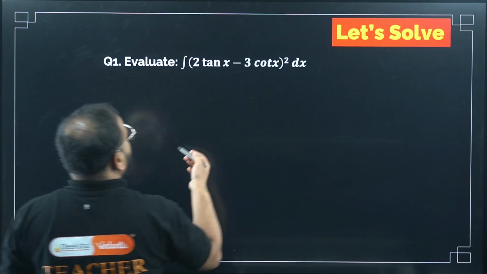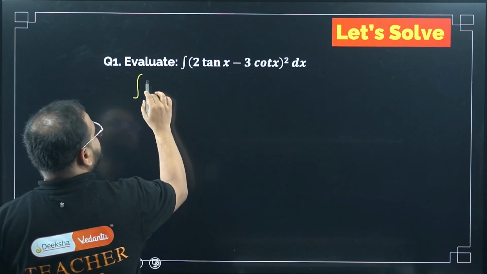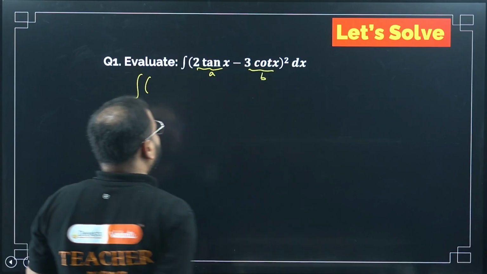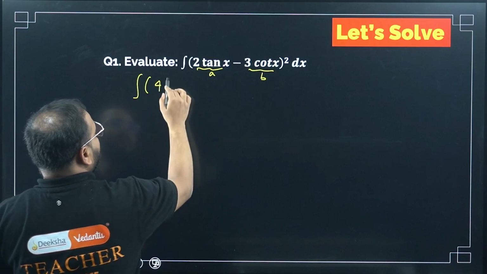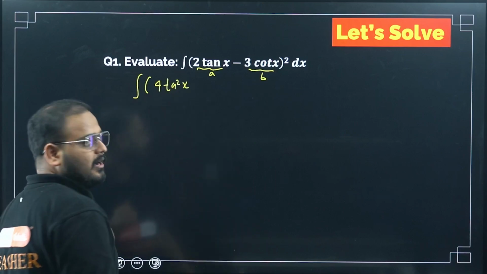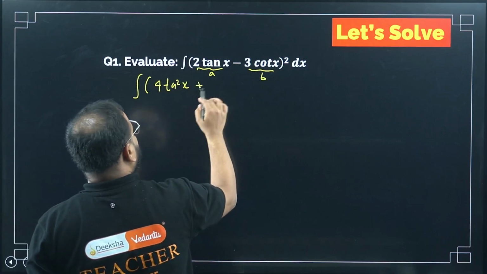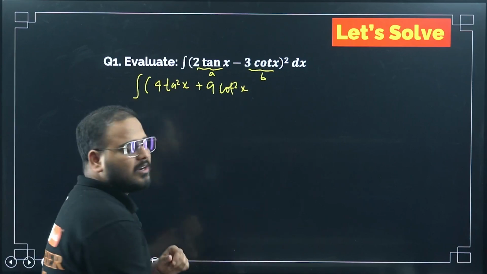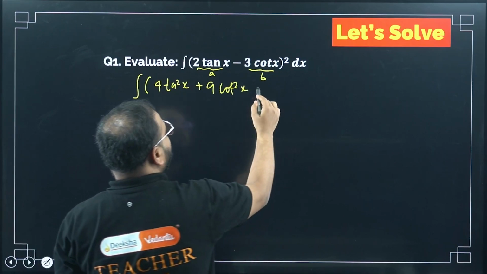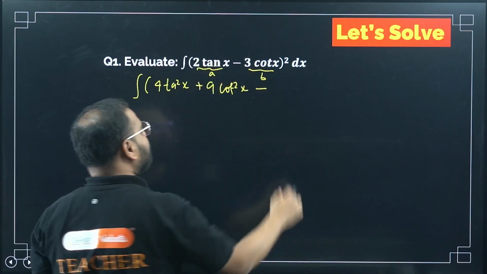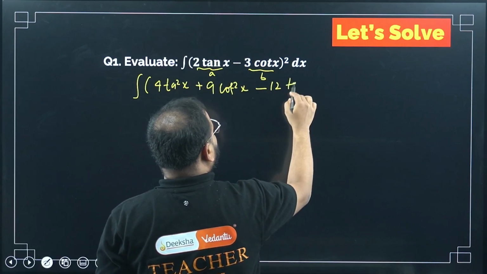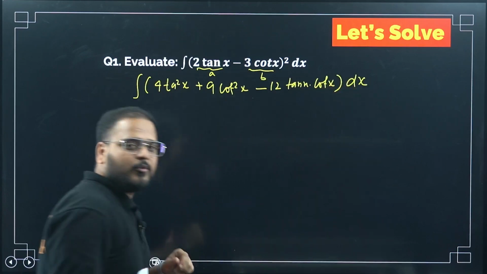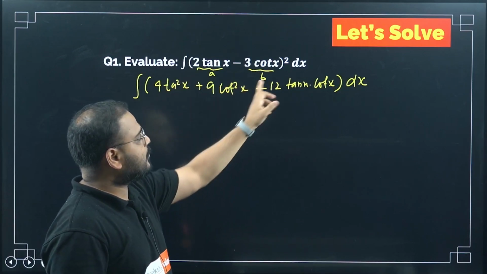So I can do this integral of a minus b the whole square. This is my a and this is my b. How can I rewrite this? 4 tan square x plus 9 cot square x, since 3 cot x squared is 9 cot square x, and minus 2 times 3 times 2, which is 12 tan x times cot x. I hope you are not thinking why, because a square plus b square minus 2ab.